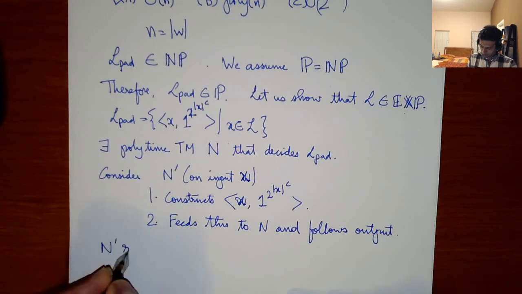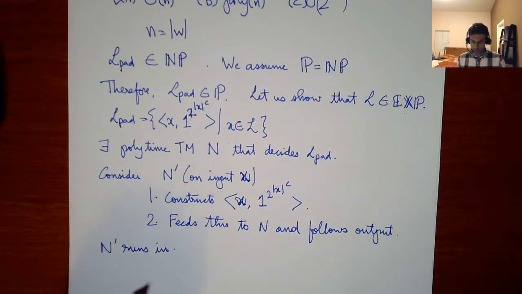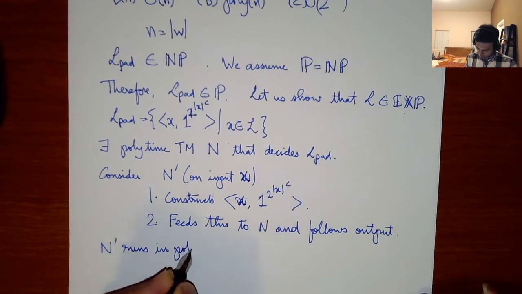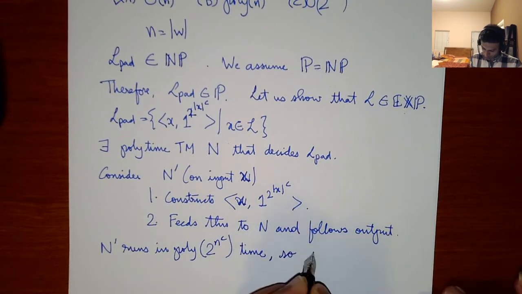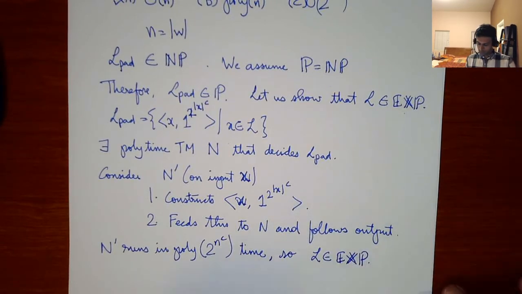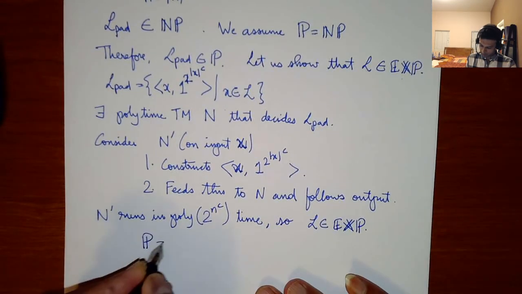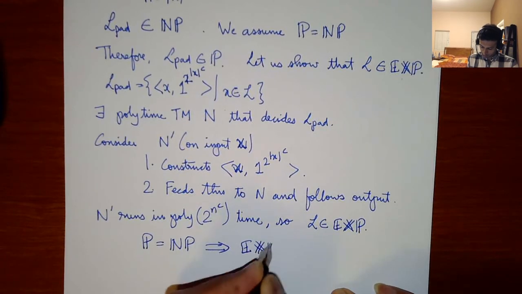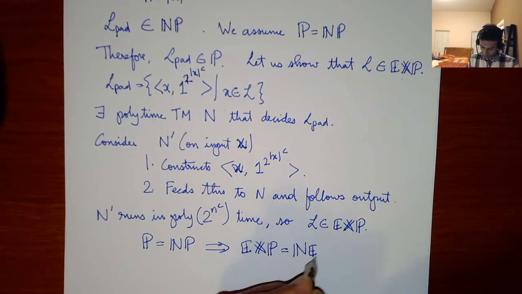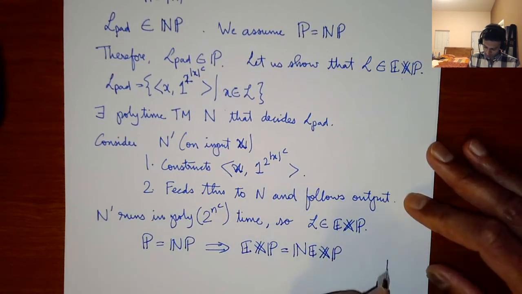So N prime runs basically in exponential time, right? Because N is going to run in something polynomial in the input size. So it's going to run in something polynomial in 2 to the |x| to the c time. So L is in EXP. So what does that mean? It means that P equal to NP implies EXP is equal to NEXP. And that's the end of the proof.